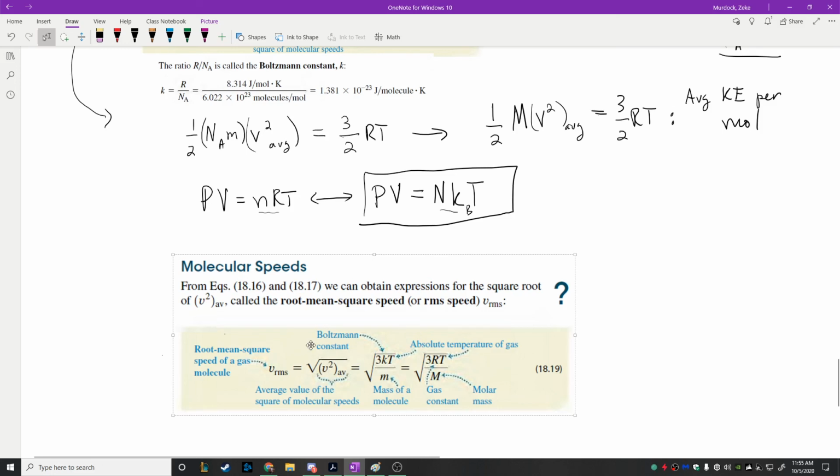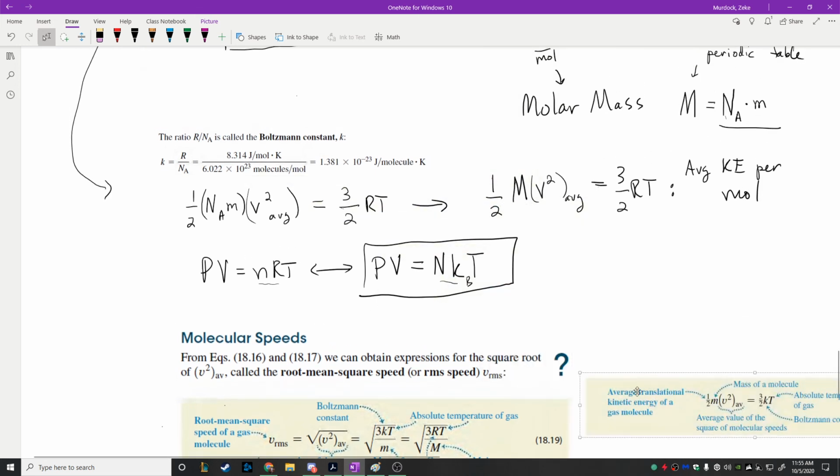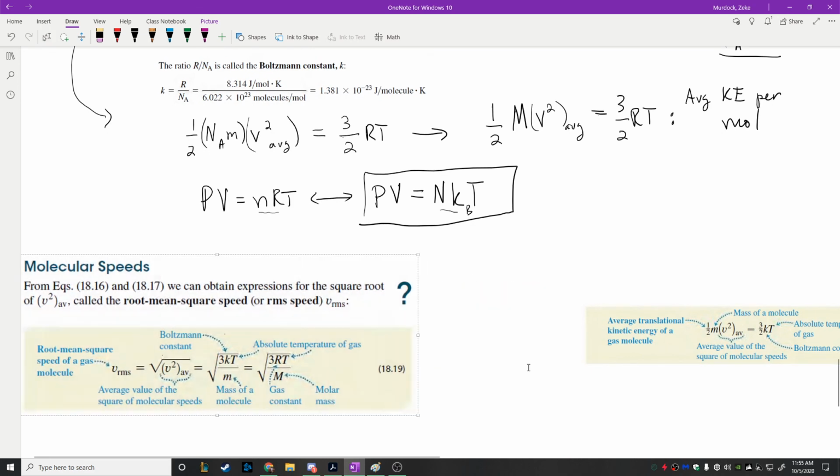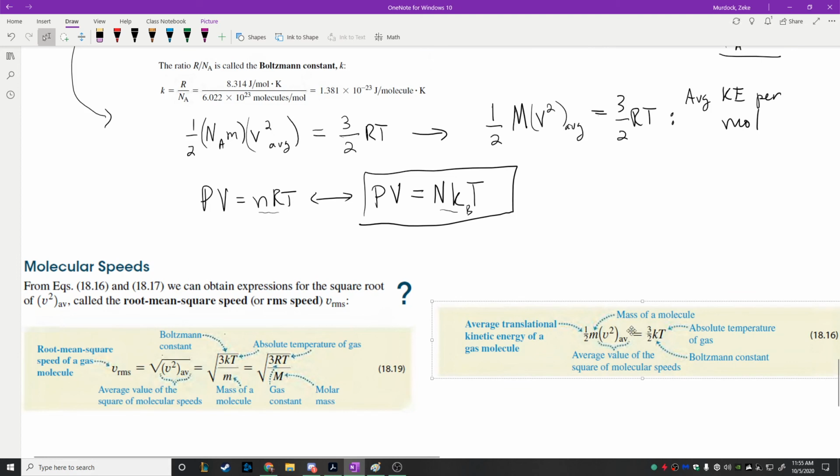From the equations that we have written up here, let's put this one down here so we can see it side by side. If you solve this equation for v squared average, the halves will cancel out. You'll have 3kT, divide by the mass, and then take the square root. So if I know the temperature of the gas, the Boltzmann constant, and the mass of a single molecule, then taking the square root of 3kT over m gives me the root mean square speed.